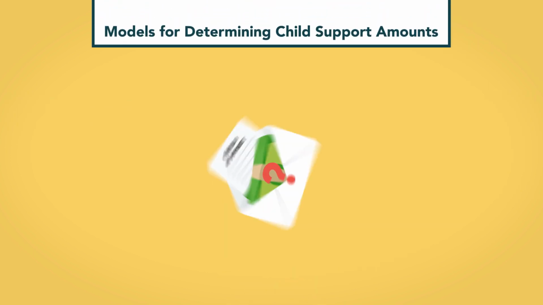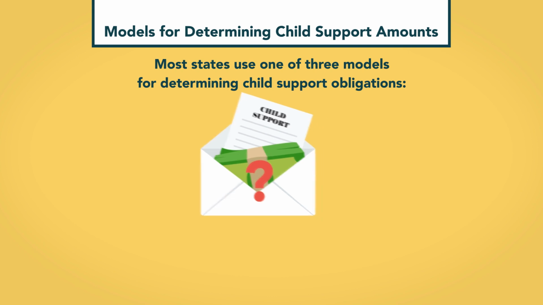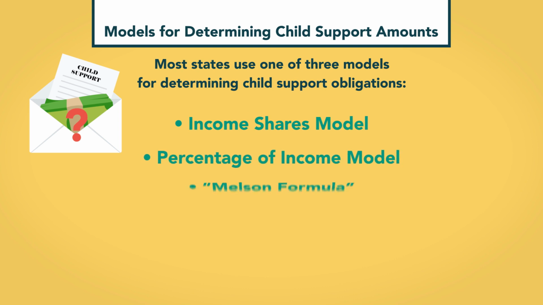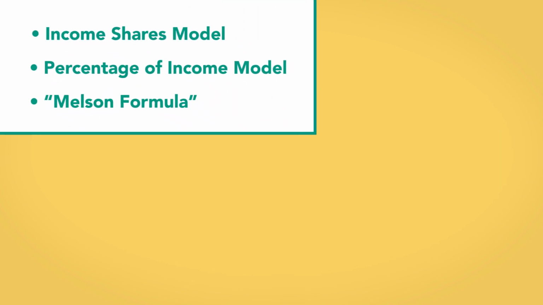Models for determining child support amounts. Most states use one of three models for determining child support obligations: the income shares model, the percentage of income model, or the Melson formula. All three of these formulas and their variations have certain things in common.